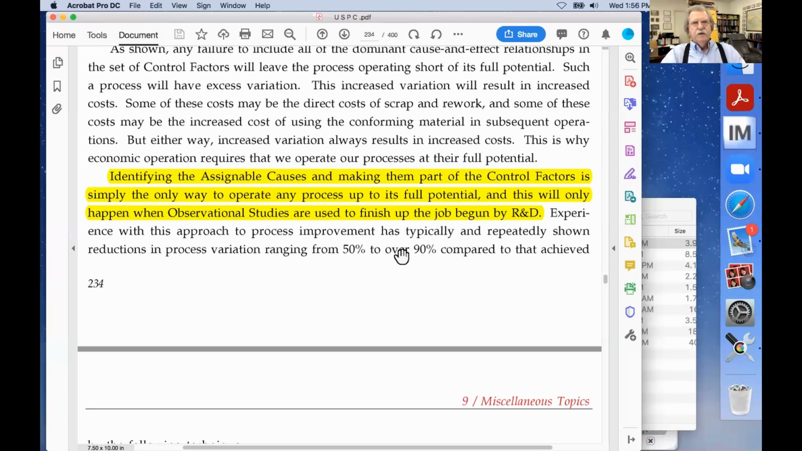Process behavior charts are the tool for an observational study. They'll let you listen to the data and let the process tell you about factor 14 and factor 16. And when you find out about 14 and 16 and make them part of the set of control factors, you improve the process. You reduce the variation in the process, and you gain leverage for putting the average where you want it to be. So observational studies complement the experimental approach of R&D.